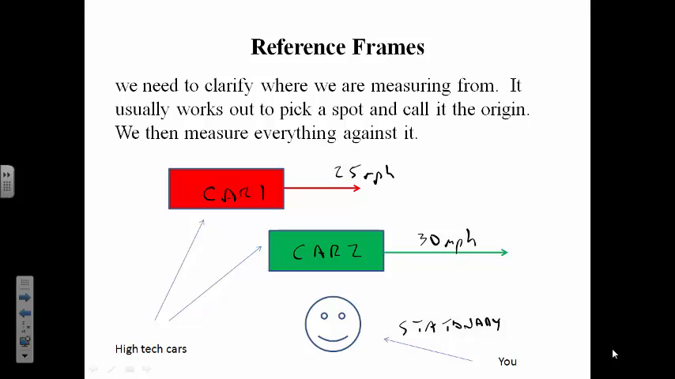So we'll always pick a reference. We'll pick a spot, this is us. We'll call it the origin, and then we'll measure everything. So the person standing here would be like our origin, and we would measure the cars moving by the origin because it's a stationary reference point.